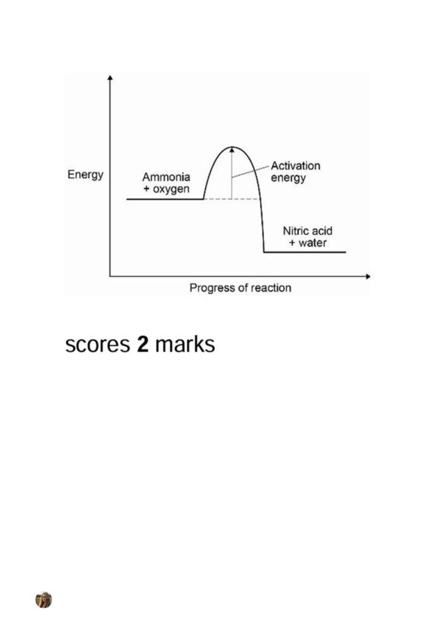So for allocation of the marks, it's 1 for the activation energy labelled, and the second mark is for putting the reactants and the products, both of those, in the right place.